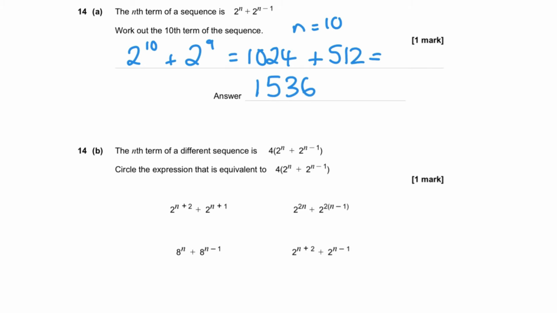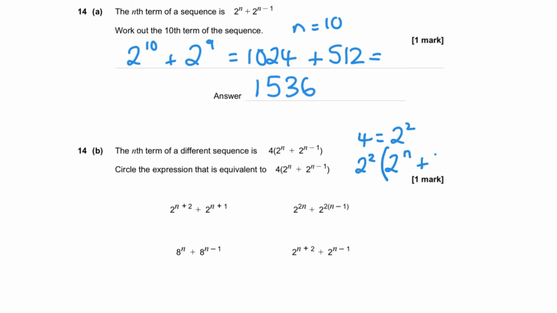So part B says the nth term of a different sequence is 4, and then in brackets 2 to the power n plus 2 to the power n minus 1. And we need to circle the expression that is equivalent to this. So at first glance they're trying to trick you here with the 8's in the options for answers, because 4 times 2 is 8. But if we're looking at these equations in terms of 2, we know that 4 is equal to 2 squared.